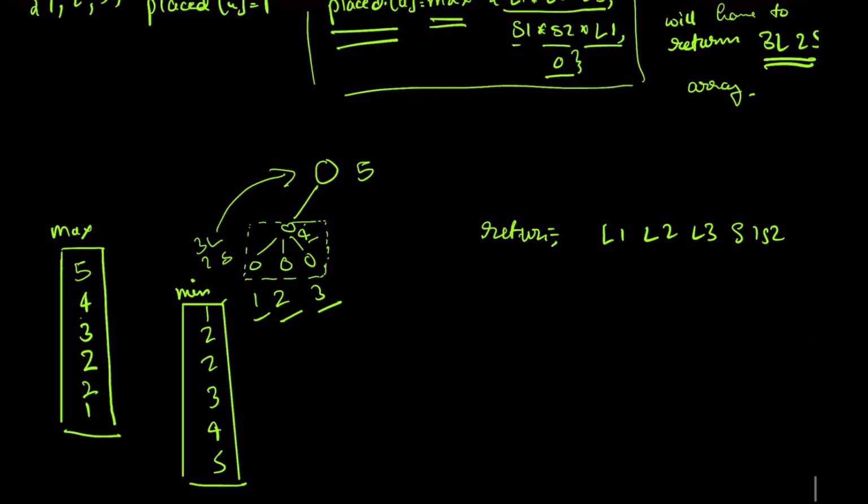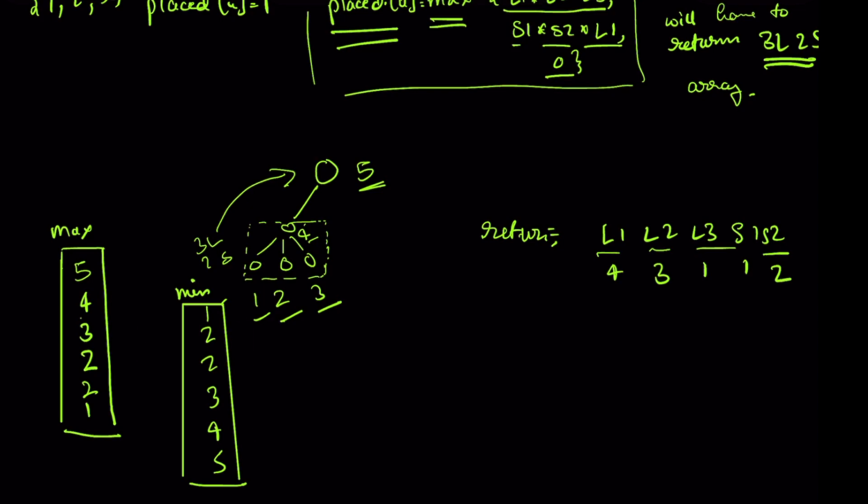So let's do that. If we return all these values, L1 will be 4, L2 will be 3, and L3 will be 1, S1 will be the smallest, which is 1, and S2 is 2. And the value of the parent is, let's say, 5. So all these will form a subtree, and these values will be added to the heaps, which are the max heap and min heap. So the values will look like this.